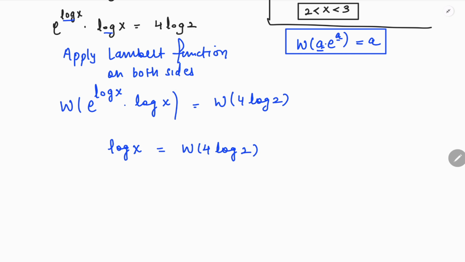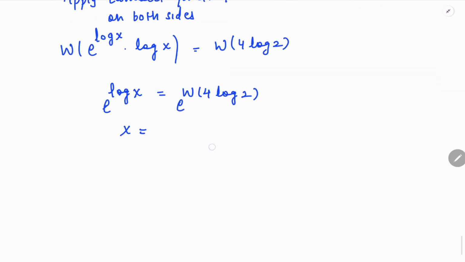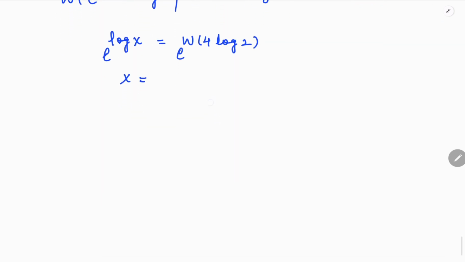Okay, so how can I simplify? What can I do? I can take exponent e on both sides. Okay, I will take them in the power of e. Why did I do that? Because e and log will cancel out and I will write it as x only, and the right hand side is just a constant. How can I solve? E raised to power W of 4 log 2.